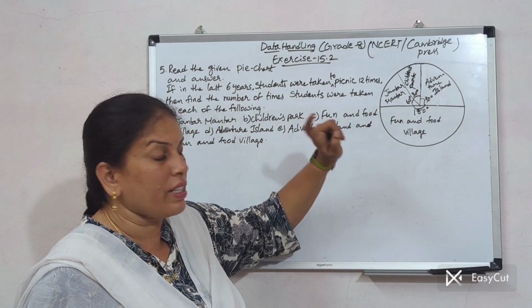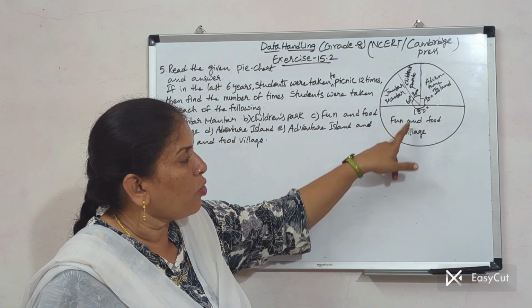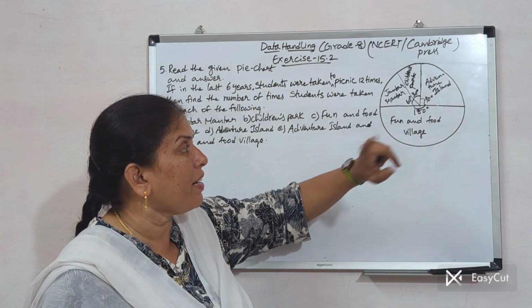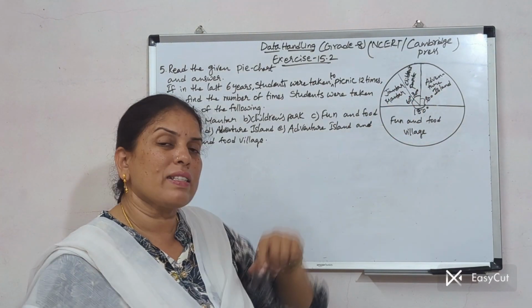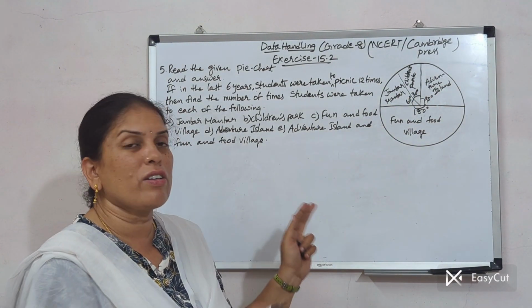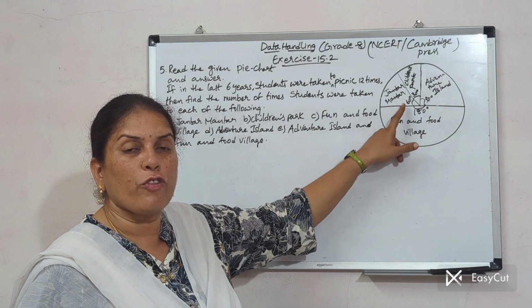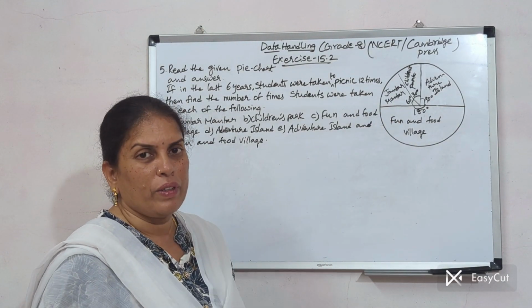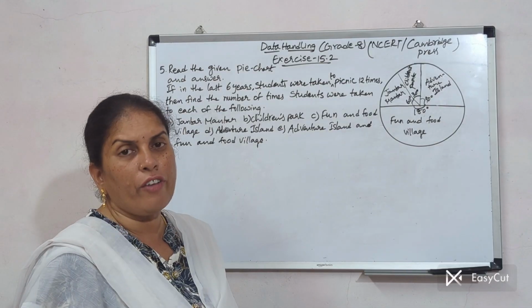Jantar Mantar is 60 degrees. Fun and Food Village, how many degrees is it occupying? 180 degrees. Adventure Island is 90 degrees. Now you must find out separately. They have given angles in degrees. You must change them into frequencies.